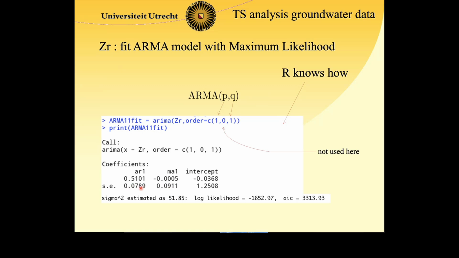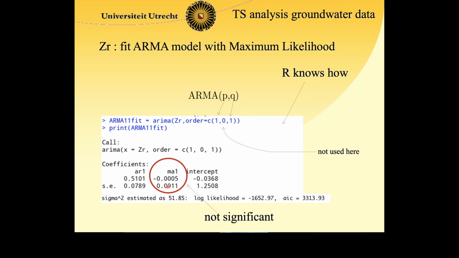Now what you can see is that this is a significant parameter, but this one is not, because if you take this value plus or minus 2 times the standard error, you get a confidence interval, and that confidence interval overlaps with the value of 0. So this fitted parameter is not significantly different from 0. So what you typically do is get rid of it, and we fit a simpler model, for instance an AR1 model. That's what we're going to do next.